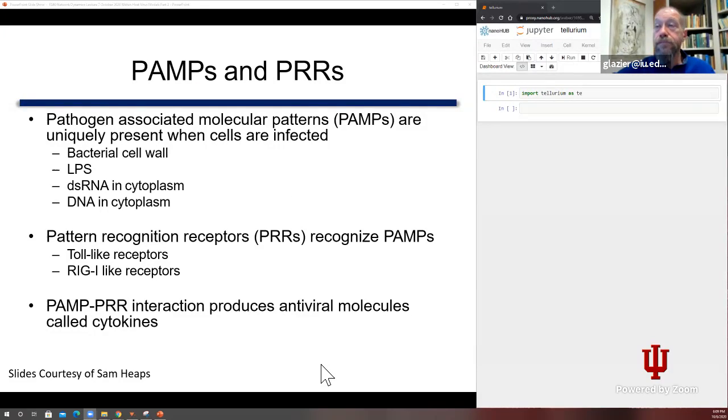And so there are a number of different kinds of recognition systems. Some of them are specifically associated with bacteria. Some are associated with DNA viruses. Our COVID case doesn't ever have a DNA phase, so that's not relevant. But these things called PRRs, pattern recognition receptors, are relevant to our RNA virus.